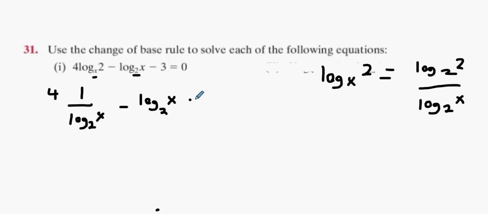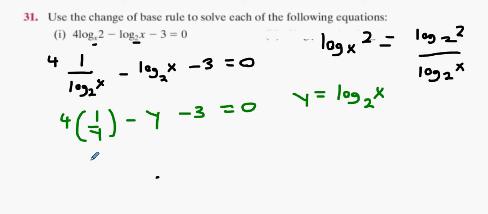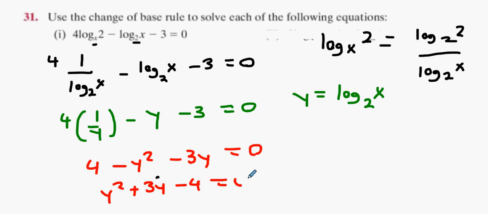Now, some of you are probably going, well, that doesn't really help. Pick a letter. Also pick y, will we? What can I say y equals? Log x base 2. So what do we get here? 4 times 1 over y minus y minus 3. Now give y as a common denominator, then what happens? We'll end up with 4 minus y squared minus 3y equals 0. We'll end up with y squared plus 3y minus 4 equals 0.